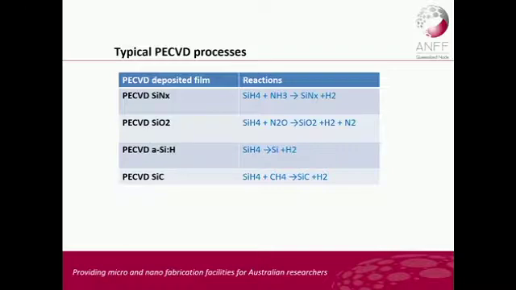For PECVD, we use silane and ammonia to react to get the silicon nitride. So this is a typical PECVD oxide process, and this is an amorphous silicon process, and this is a silicon carbon process. The PECVD amorphous silicon process has been studied very widely for solar cell research.